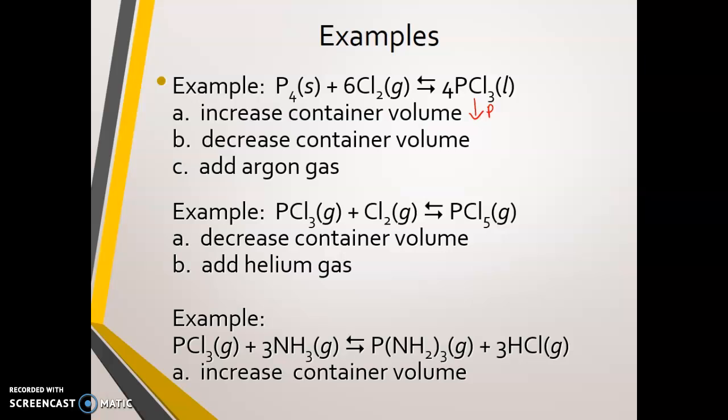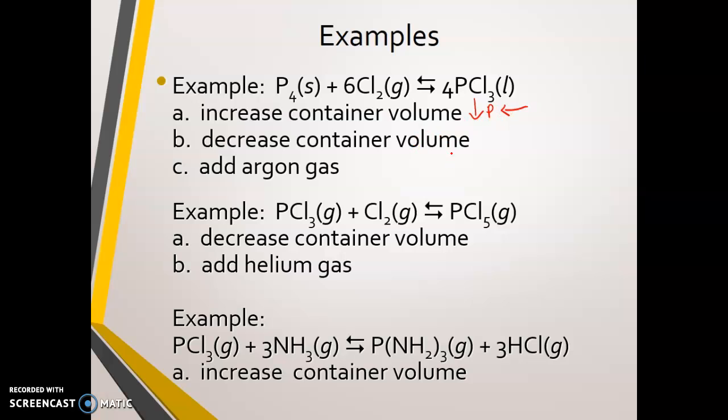Even though we're not given a specific change in the pressure, by changing the volume, we are going to change the pressure. So if we are decreasing the pressure, it's going to shift to the side with more gaseous particles. Well, chlorine is our only gaseous particle, so that's going to cause this equilibrium to shift to the left.